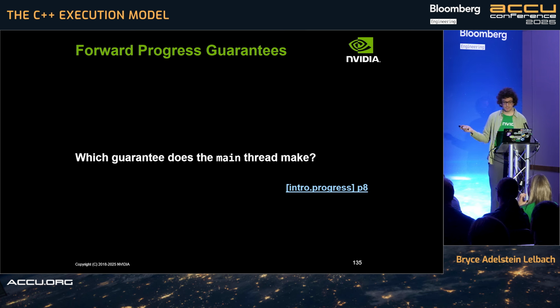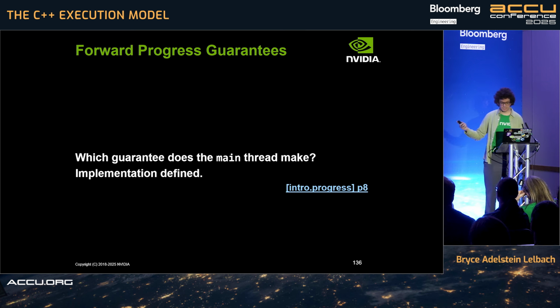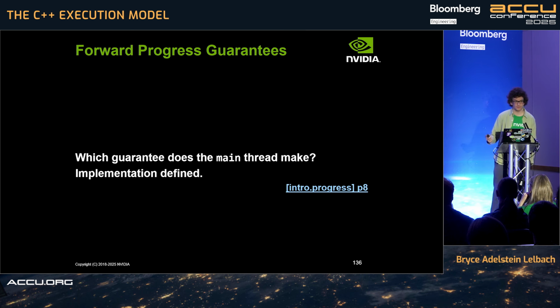So what guarantees do we get from the main thread? Well, it's actually just implementation defined, but the standard says implementations should provide concurrent forward progress for main. The reason that it's implementation defined is because on a lot of platforms, technically speaking, even the fair OS scheduling algorithms can't really make a guarantee that you get concurrent forward progress, because there are some types of interrupts and scheduling at the OS level that could always take precedence over whatever you're doing.